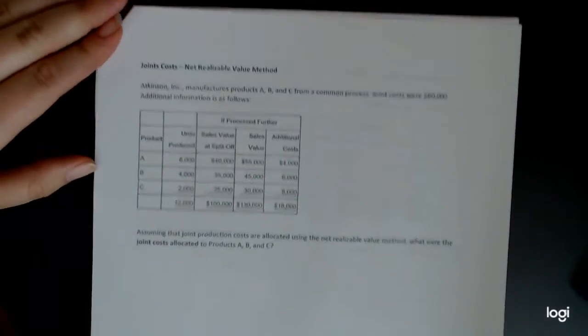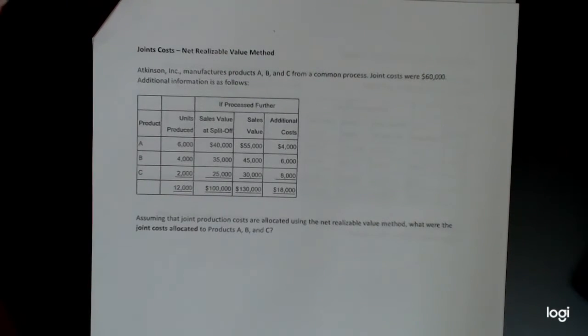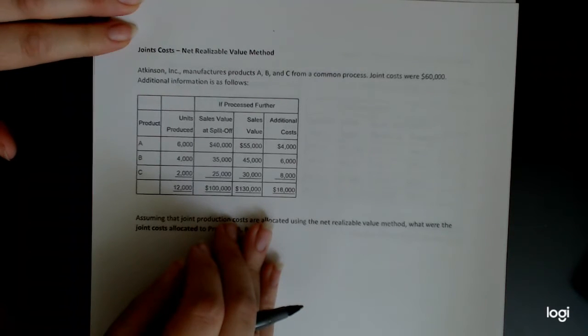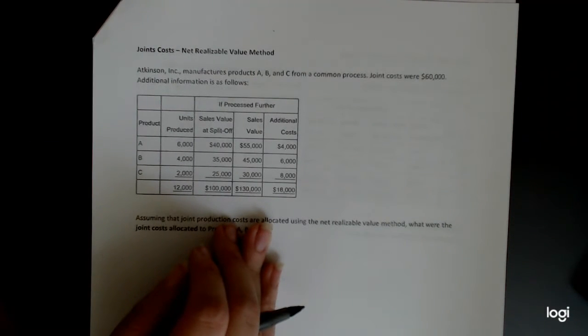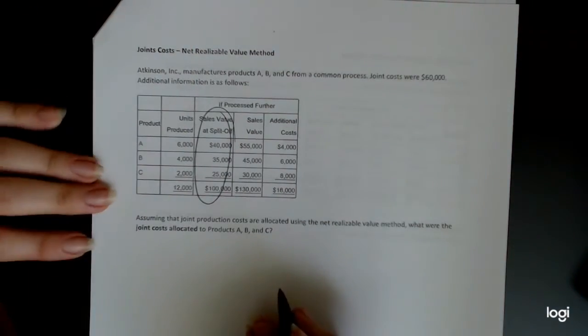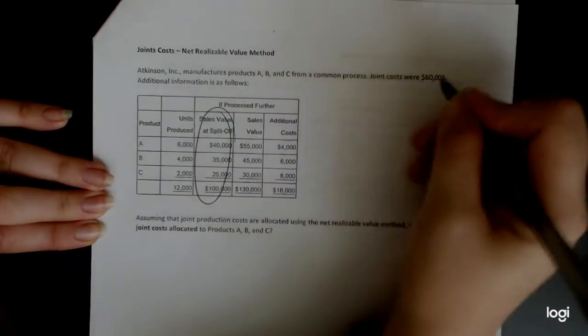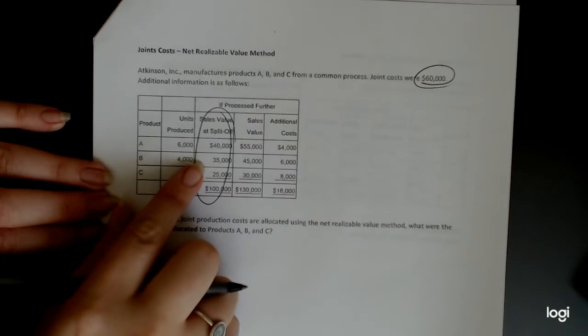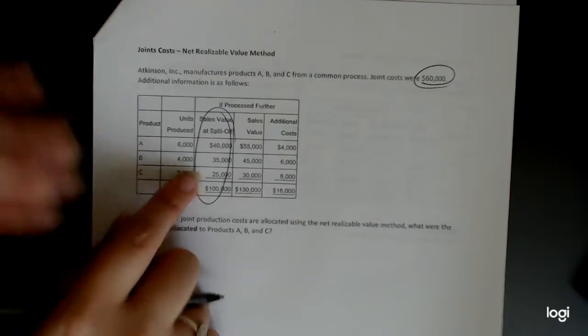Now moving on to joint costs. You read a little bit about joint costs in your chapter. We're going to learn 2 methods for joint costs. One is the net realizable value method, and one is going to be our physical quantities method. So when using the net realizable value method, we're just going to be very basic with this problem. We're using that sales value at split off. So we need to allocate 60,000 in joint costs based on 40,000 to 35,000 to 25,000.